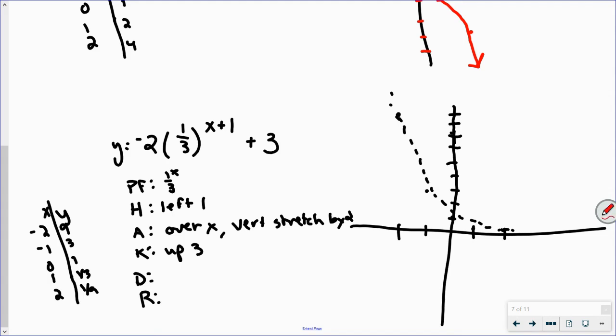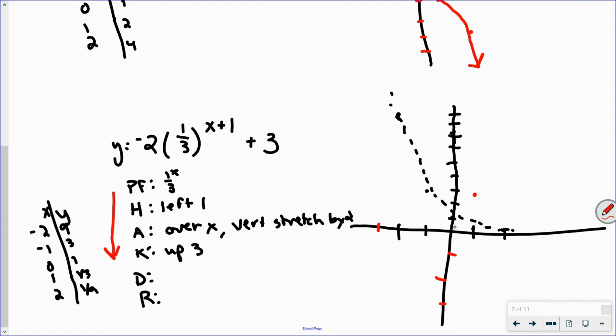Okay, so then we need to follow this order. So I got the parent function. Now I'm going to go left 1. Okay, let's start here with the fraction. So I go left 1. I flip it over the x-axis. So here, flip it over. Now it's at negative 1/9. And then I vertically stretch it by 2. So that's negative 2 over 9. So it goes just a little bit more. And then up 3. So 1, 2, 3.